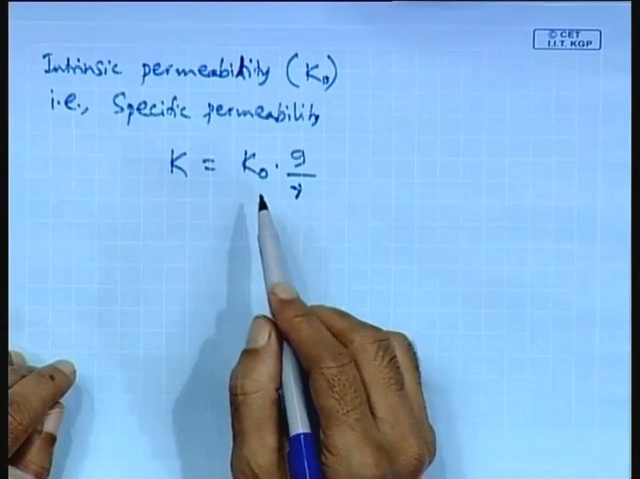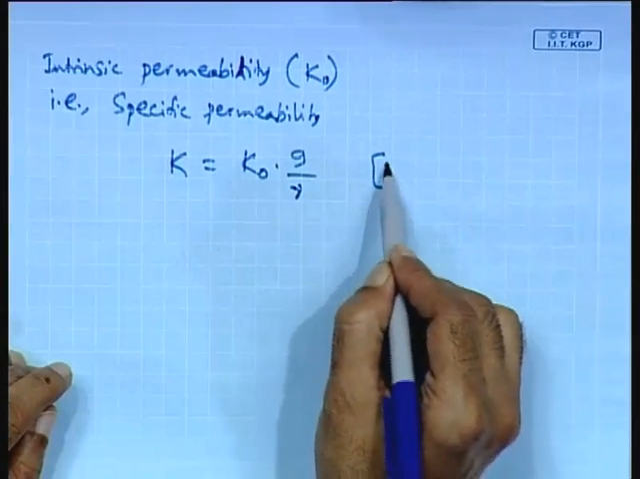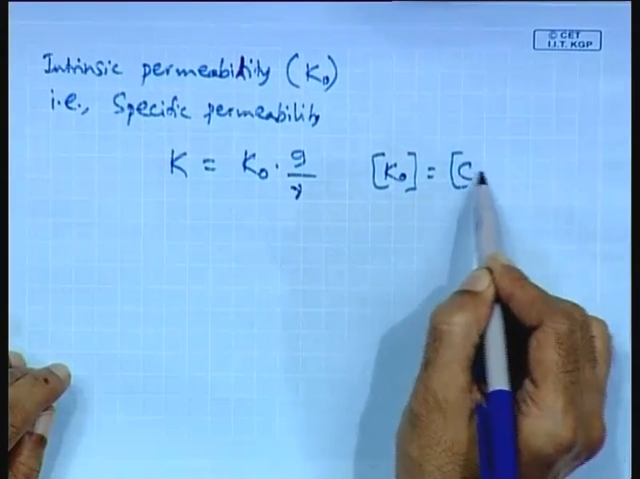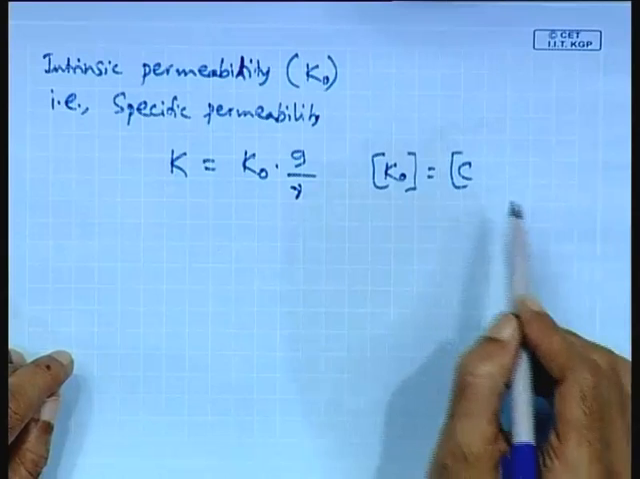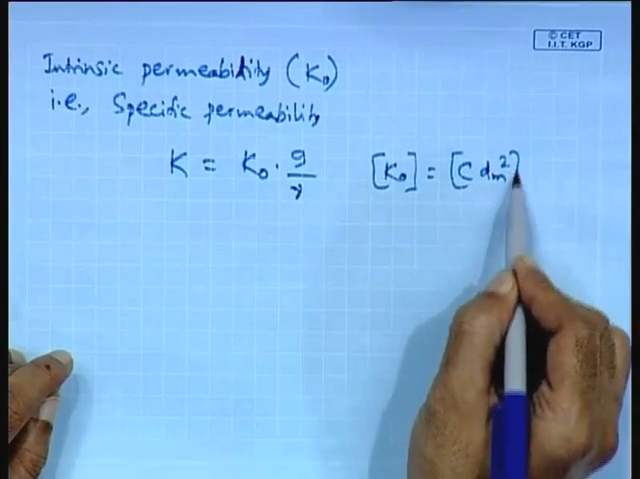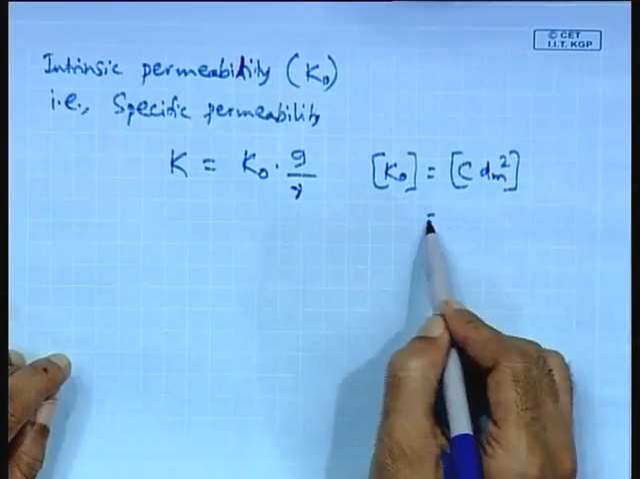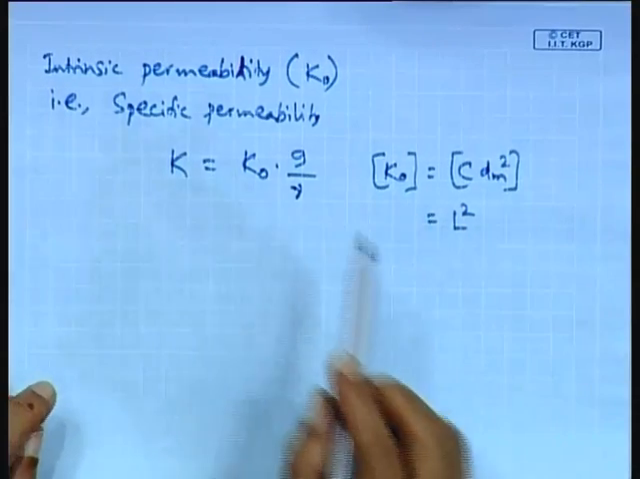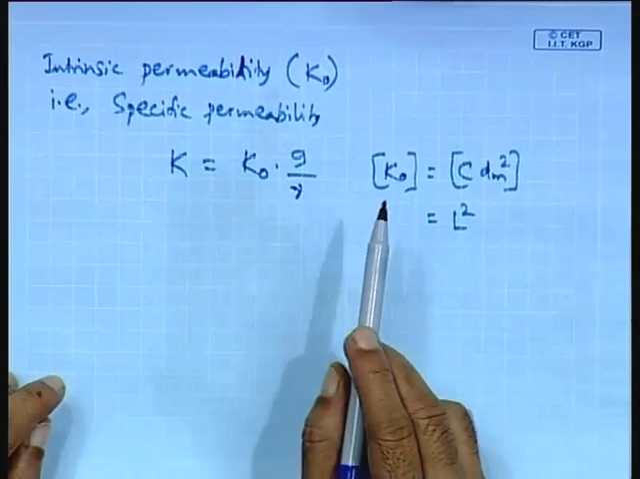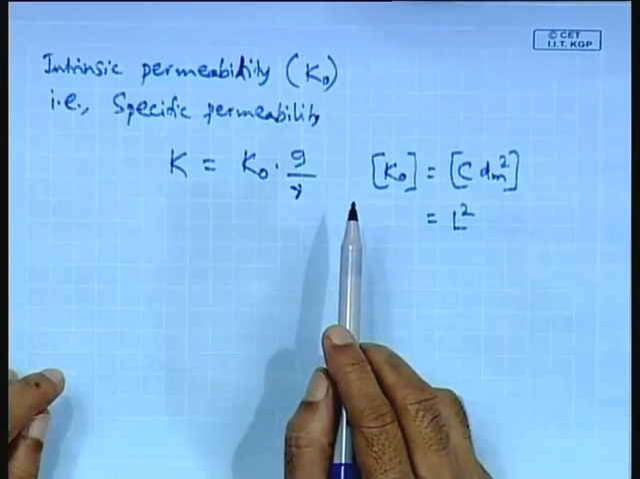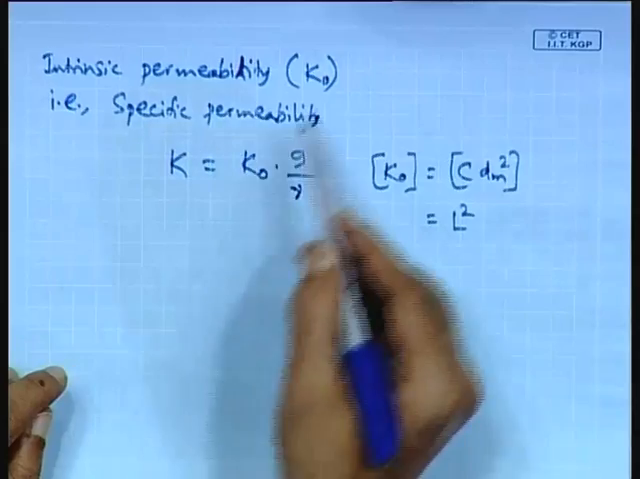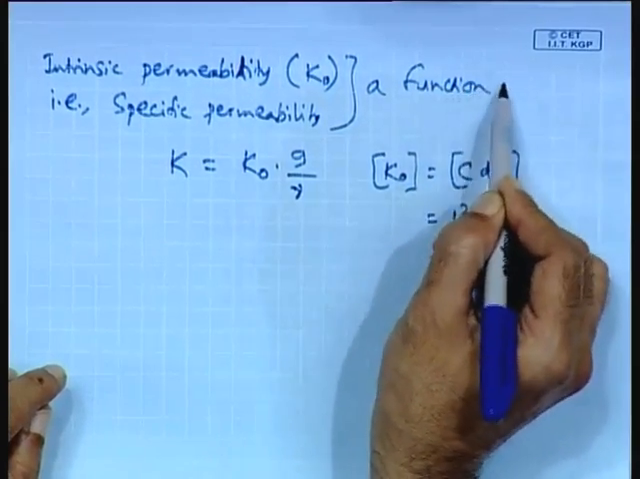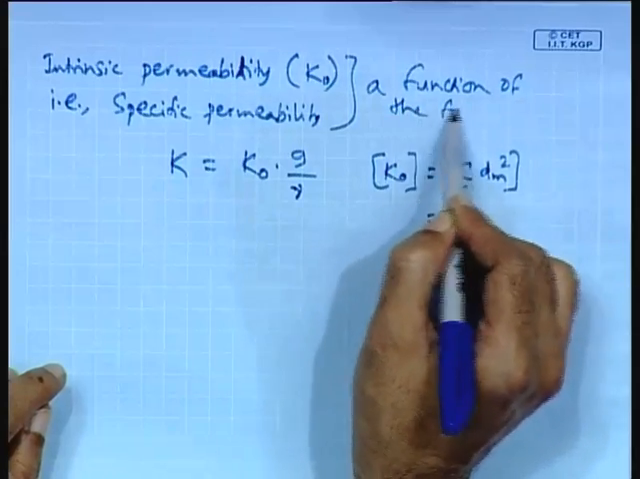And the dimensions of this intrinsic permeability are those of a dimensionless constant as well as dm square. So, it has the dimensions of length square. So, this is the intrinsic permeability, which is a function of the flow medium only.